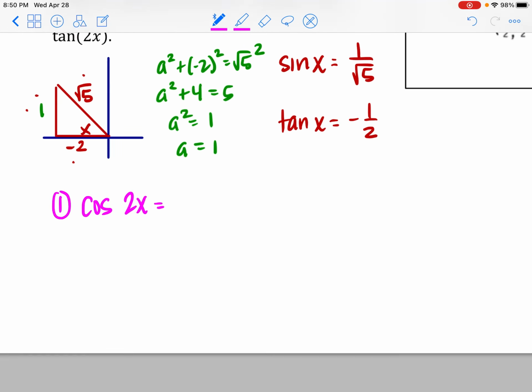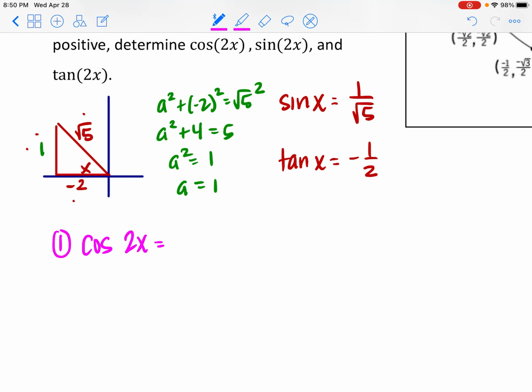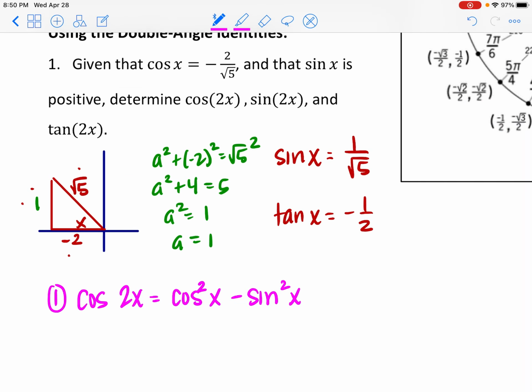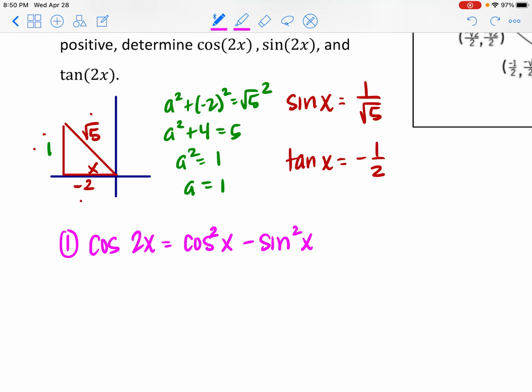So I'm going to go with the cosine of twice an angle is equal to the cosine squared of the angle, not twice the angle, but the angle, minus sine squared of that angle. Okay, so this is actually something I have enough information to evaluate. I know the cosine of my angle. It was given to me. It's negative 2 over radical 5.